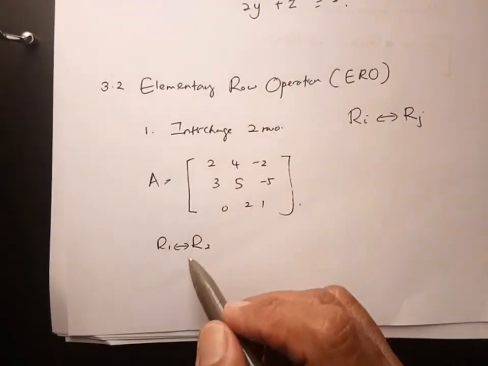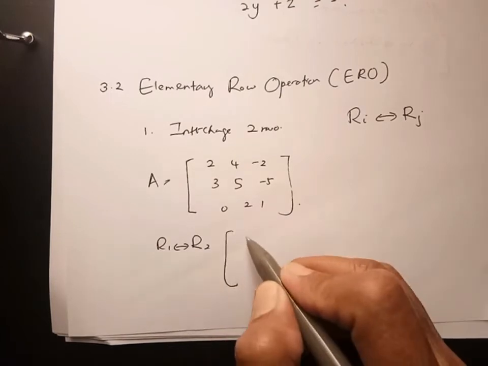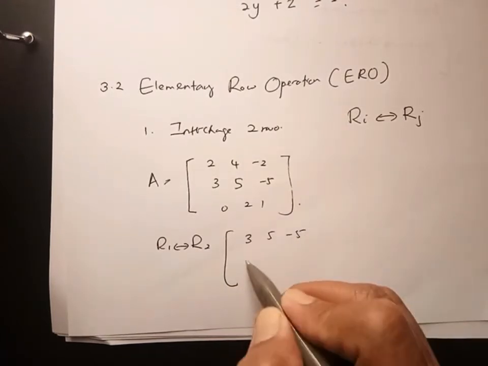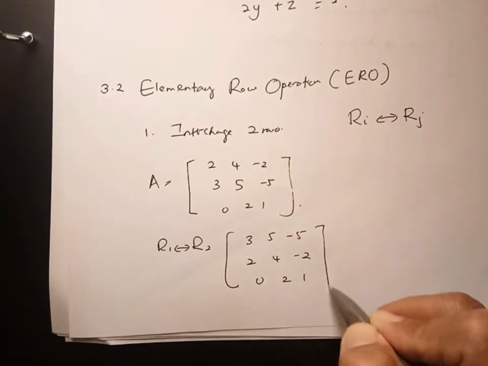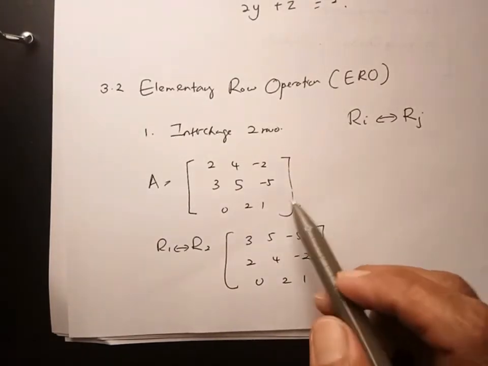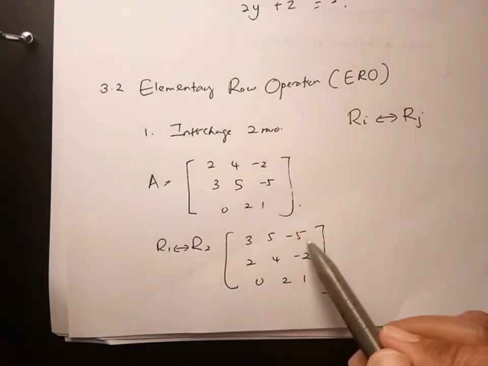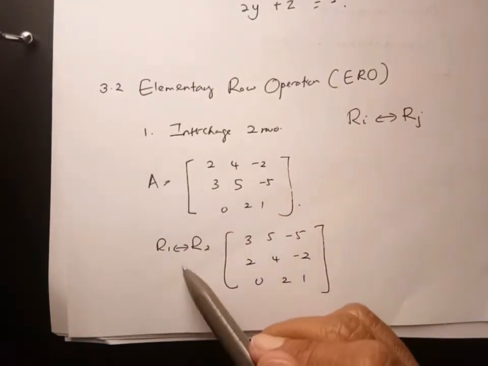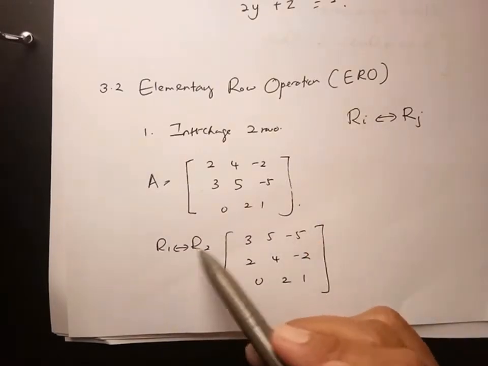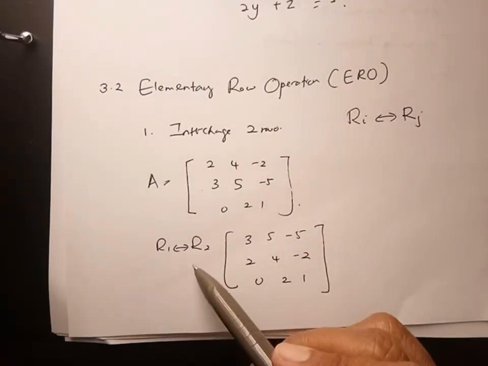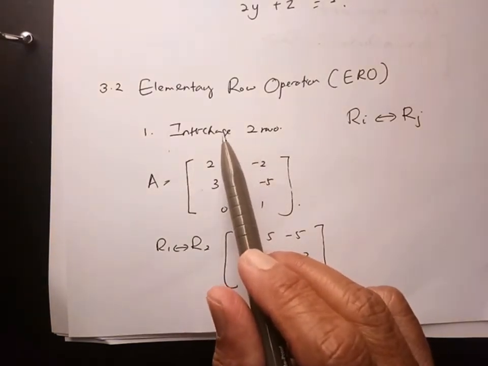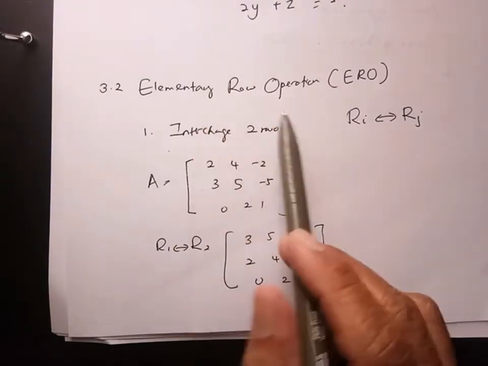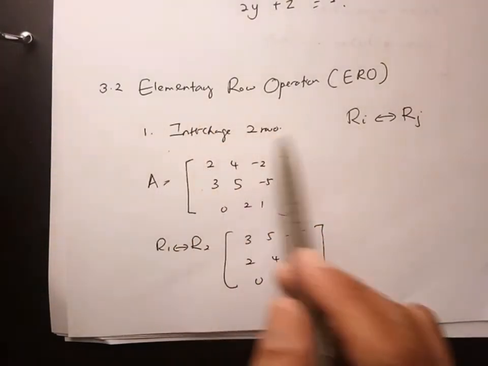Let's say if we interchange row 1 and row 2, we have 3, 5, minus 5, 2, 4, minus 2, and 0, 2, 1. This is possible. So all the properties of matrix A are equivalent to the properties of the matrix after we use the ERO, which for this case is interchanging row 1 and row 2. Okay, this is the first approach in using ERO, by interchanging the 2 rows.